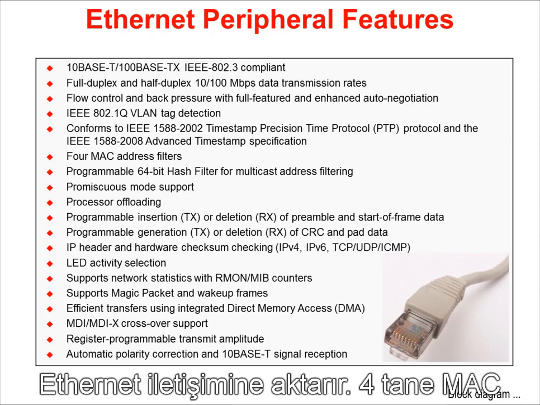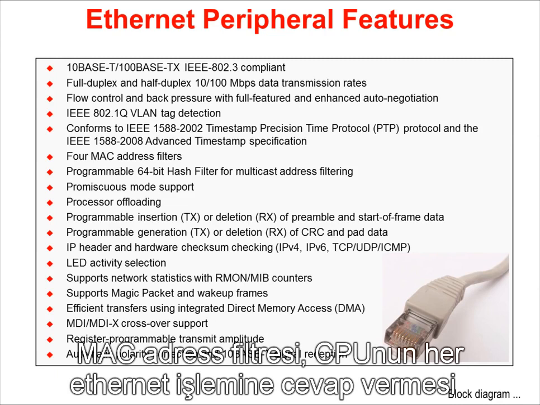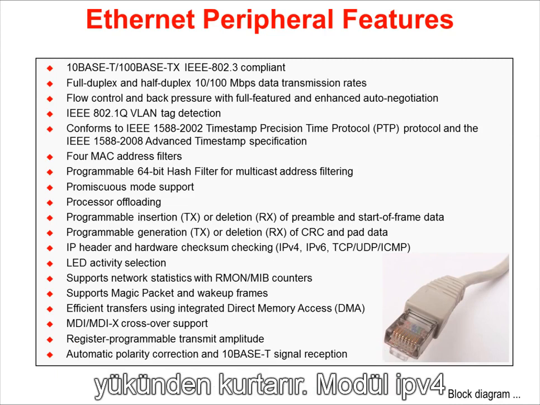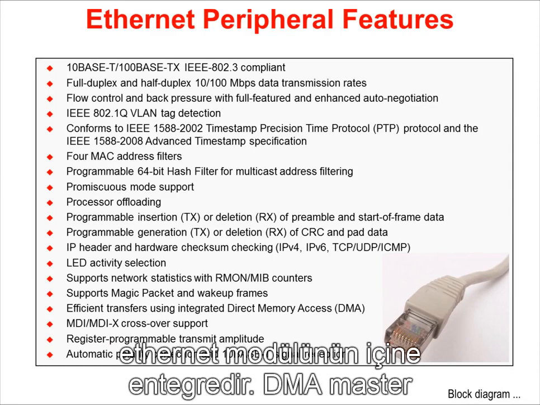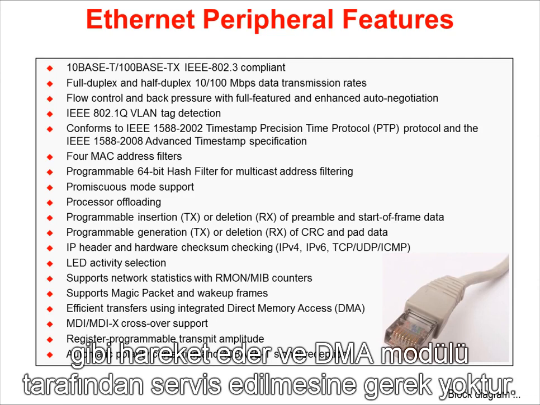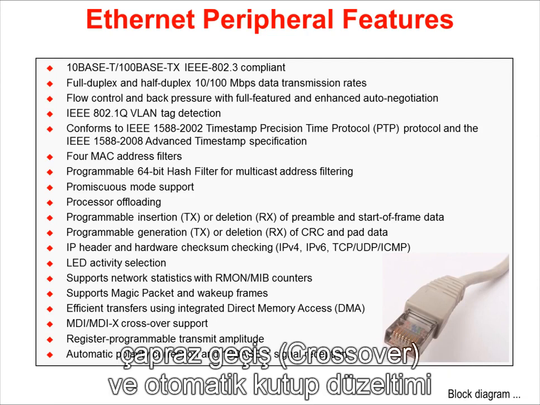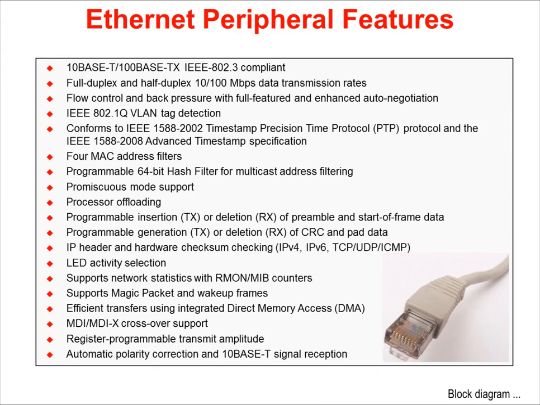There are 4 MAC address filters to offload the CPU from handling every Ethernet transaction. The module supports both IPv4 and IPv6. A DMA controller is integrated into the Ethernet module. It acts as a DMA master and does not need to be serviced by the DMA module. Crossover support and automatic polarity correction are included.